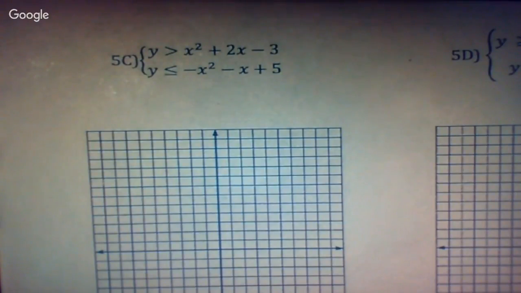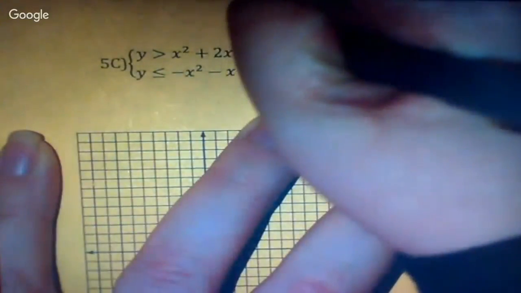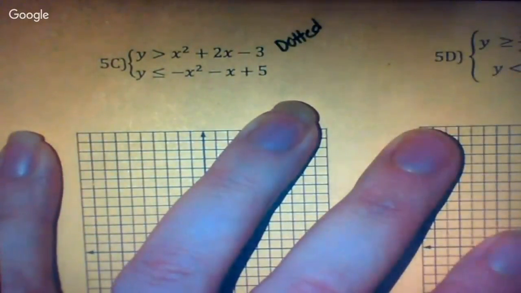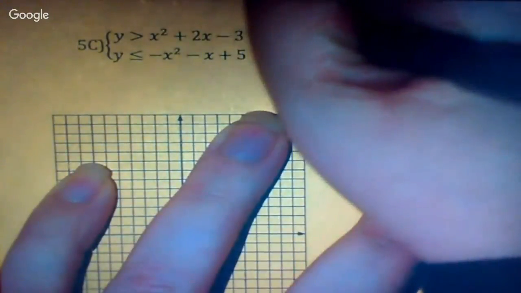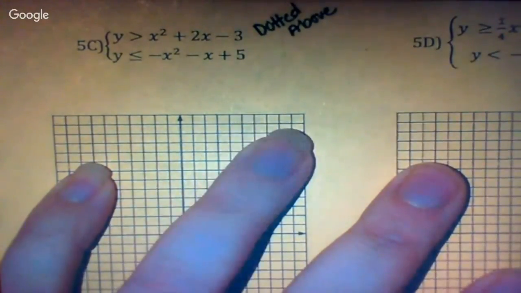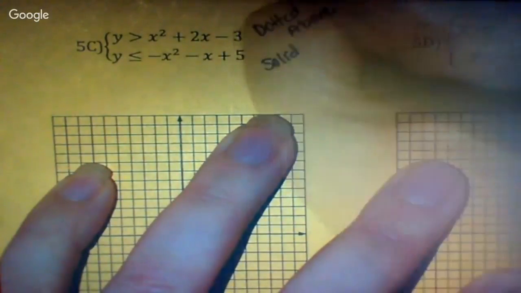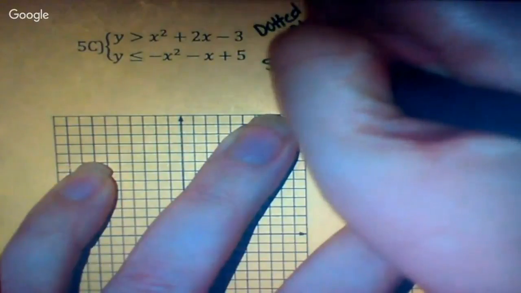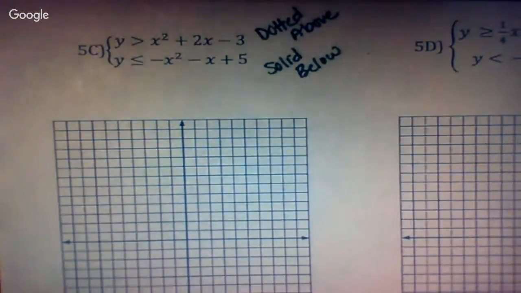Okay, 5C. y is greater than x squared plus 2x minus 3. What kind of line do I have? This is a dotted line. And am I shading above or below? Above. The second one, less than or equal to. Solid line. And we're shading below. Okay. Dotted and above, solid and below.